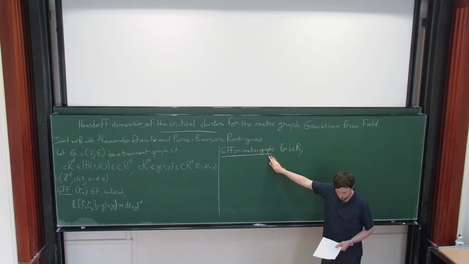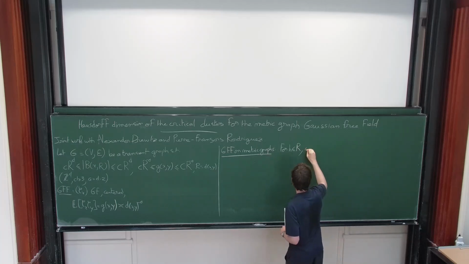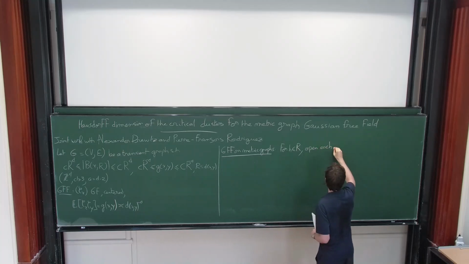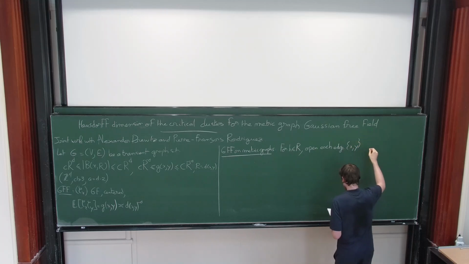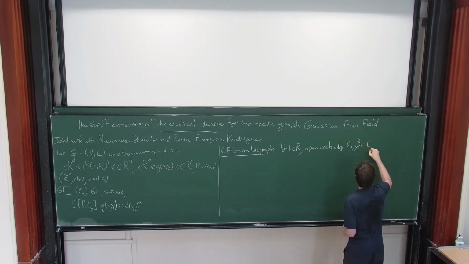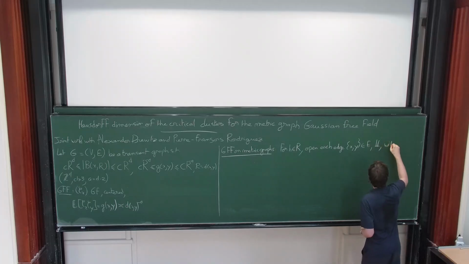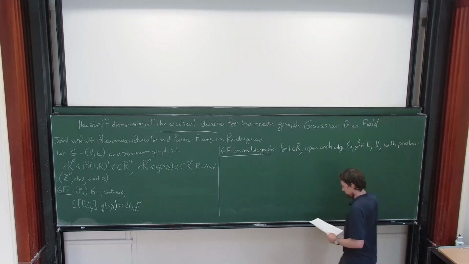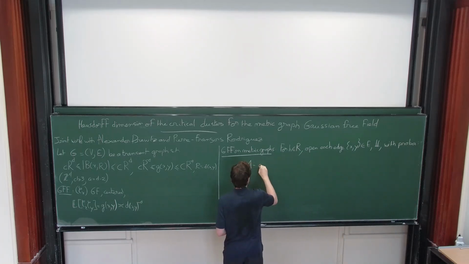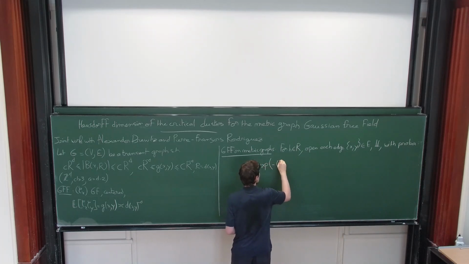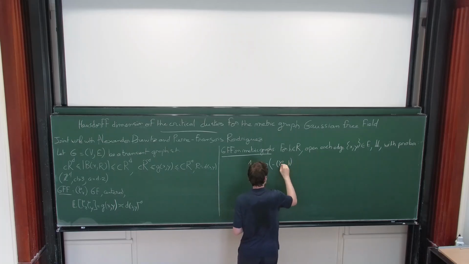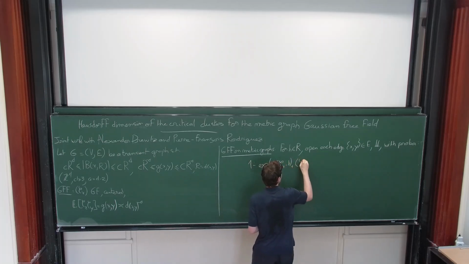I want to look at the metric graph percolation. What does it mean? It means you need to add a bit of randomness to your GFF. So you open each edge, let's say xy, independently, and with probability given by the following formula: 1 minus exponential of minus, phi x minus h, phi y minus h. Okay.